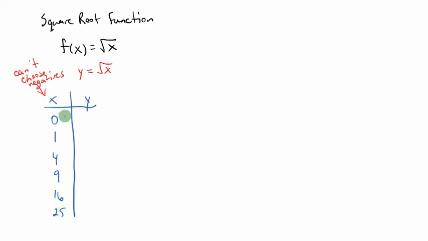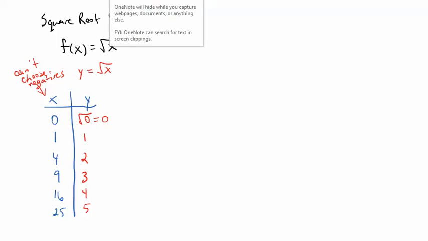Okay, so let's get to it. Y is the square root of your x value for this equation. So if x is 0, y is the square root of 0, which we already saw is 0. The square root of 1 is 1. The square root of 4 is 2. The square root of 9 is 3. The square root of 16 is 4. The square root of 25 is 5. Let's see what that looks like on a graph.